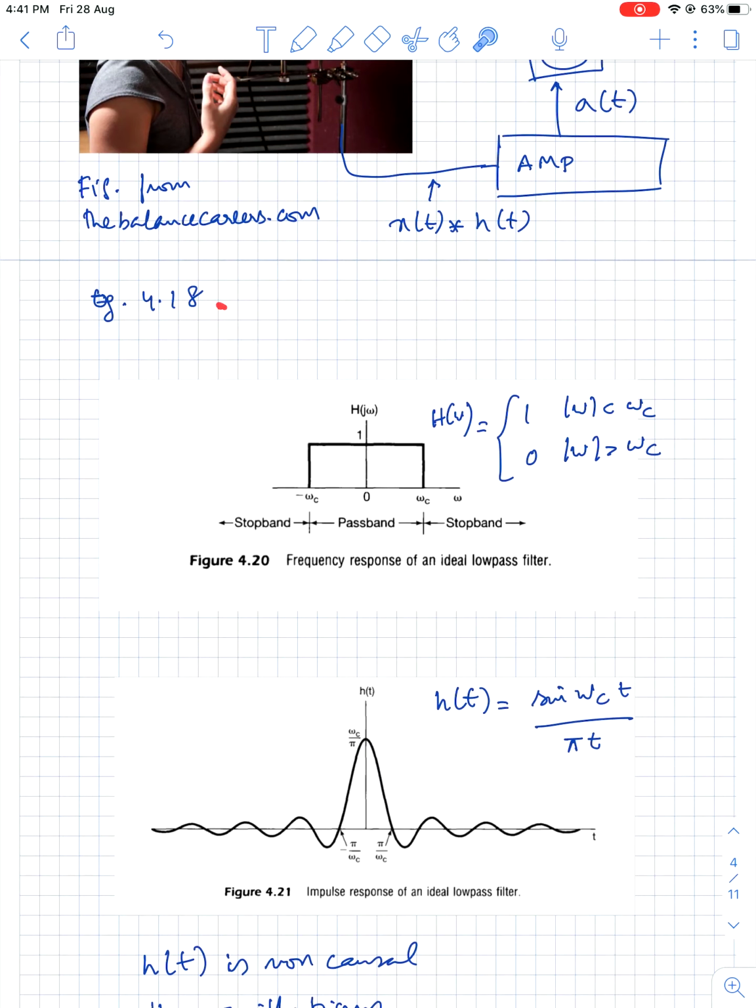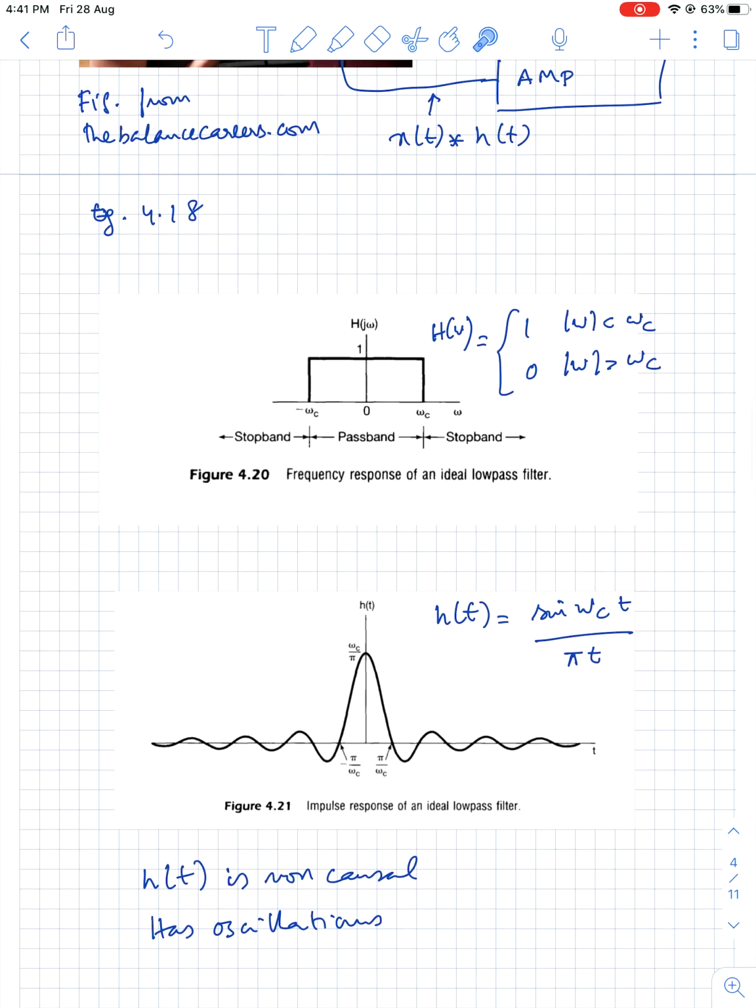Another example, example 4.18 from the textbook. This is the frequency response of an ideal low pass filter. Essentially, it is a square pulse with a cutoff at minus omega c and plus omega c, which has a gain factor of 1. So, it passes anything between minus omega c and plus omega c unhindered, whereas anything above this will be attenuated to 0. This is the ideal characteristic of an ideal low pass filter.